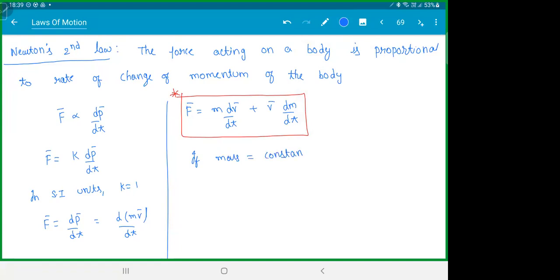If mass is constant, the term dm by dt becomes 0. Then your equation becomes F is equal to m into dv by dt. And we know dv by dt is nothing but acceleration. So F is equal to ma is actually derived under a special case when mass is constant. So be careful, don't use F is equal to ma blindly. You need to check whether mass is changing or not.